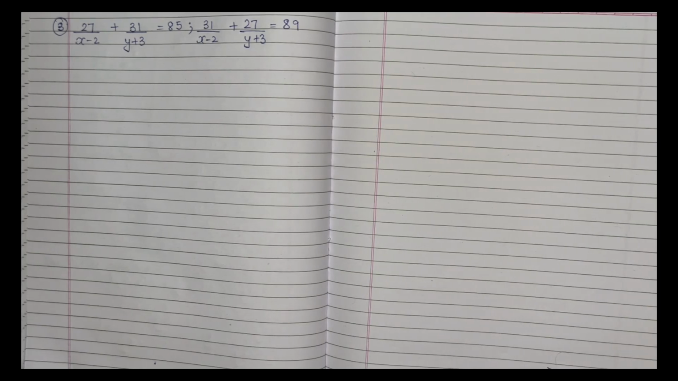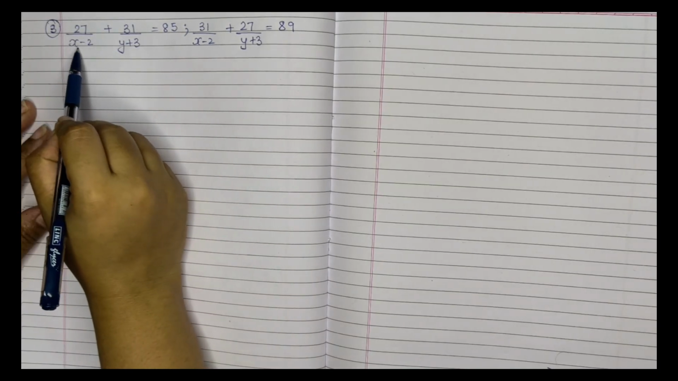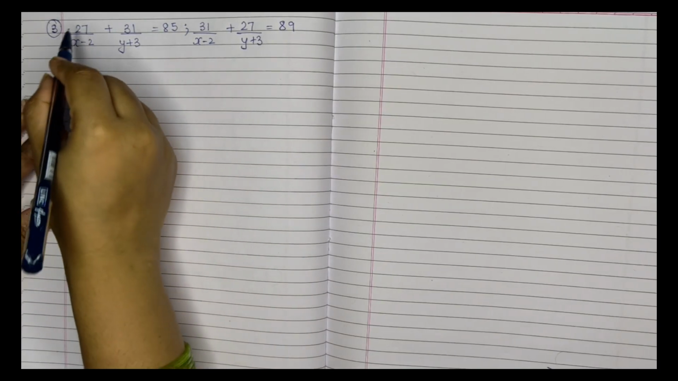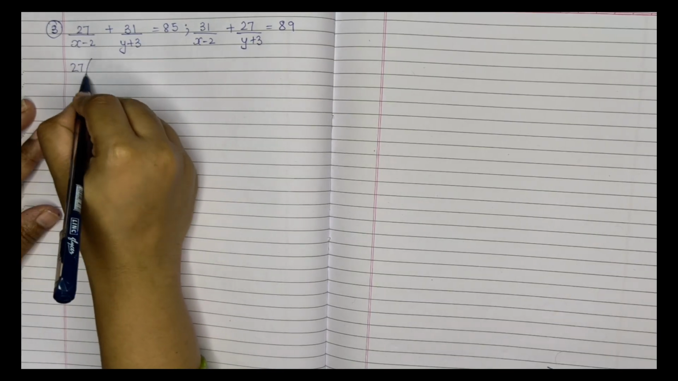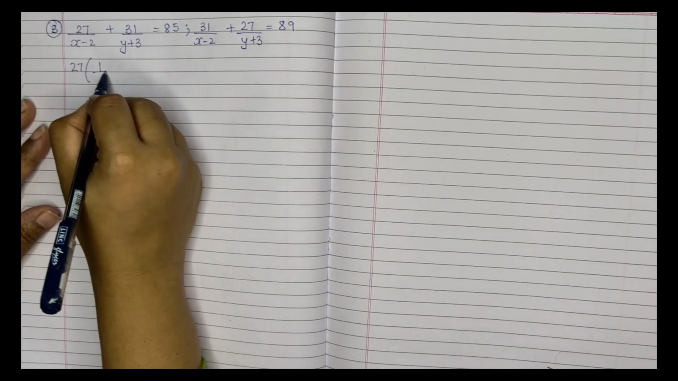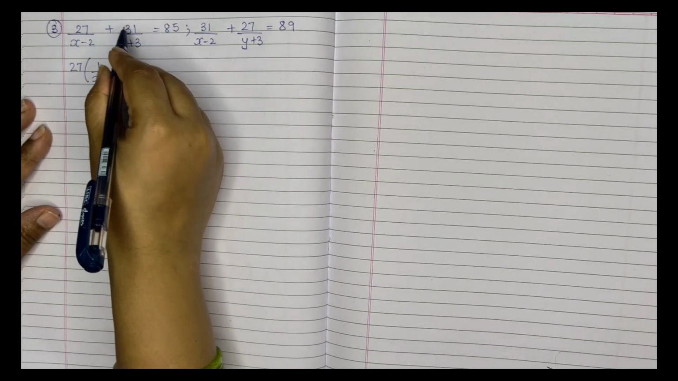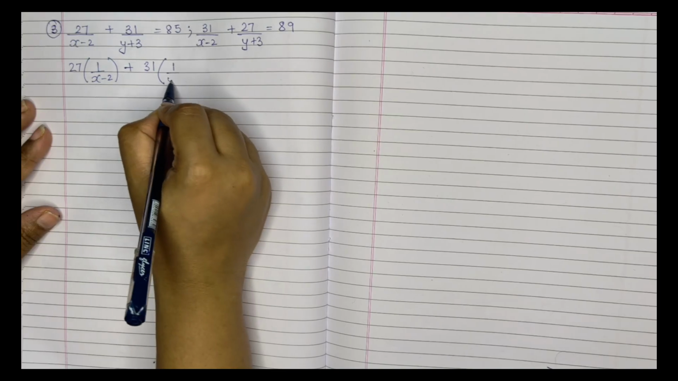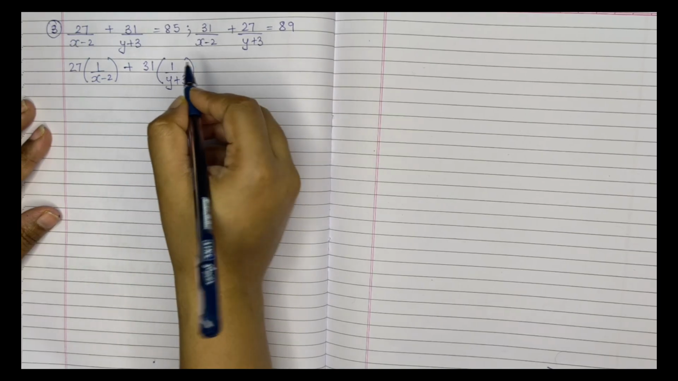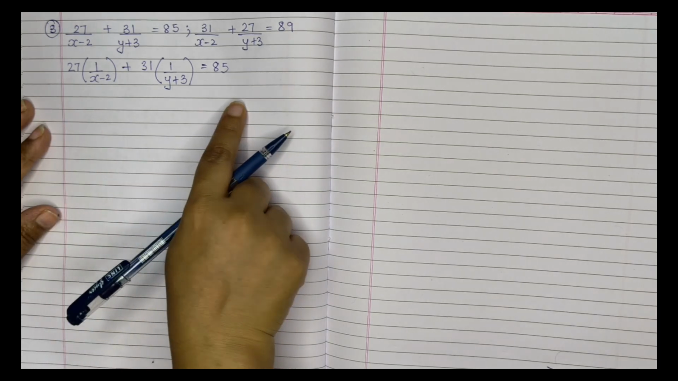So now we do the third sum. Now see, in the third sum, again you have in the denominator's place x minus 2. So what we will do is 27 multiplied by 1 upon x minus 2 plus 31 multiplied by 1 upon y plus 3 is equal to 85. Okay, write it in this form.